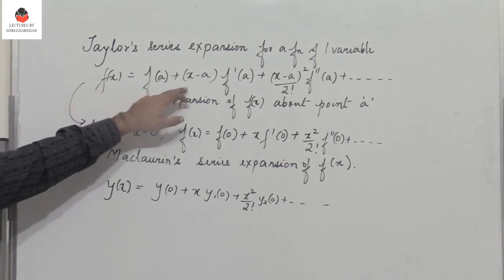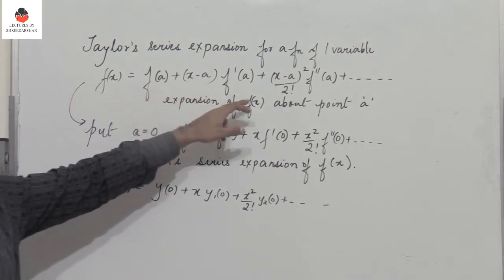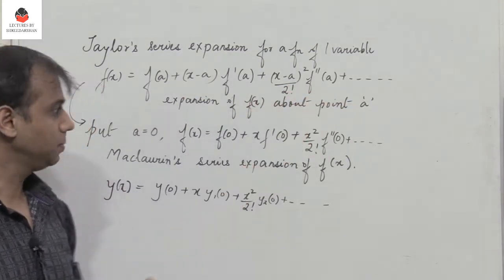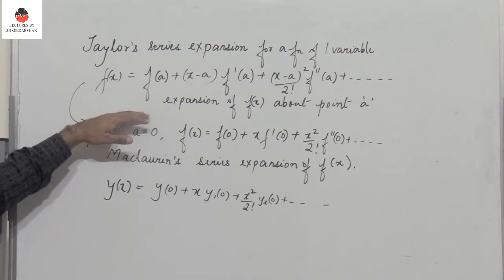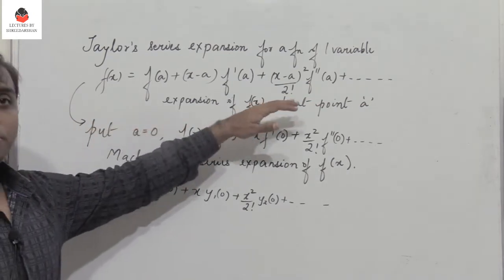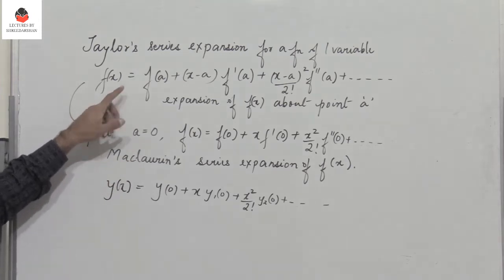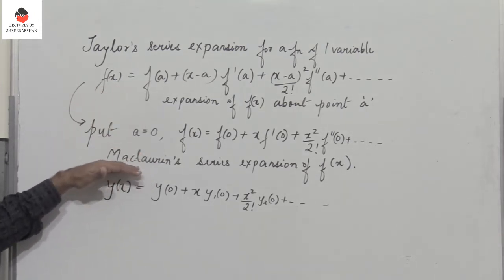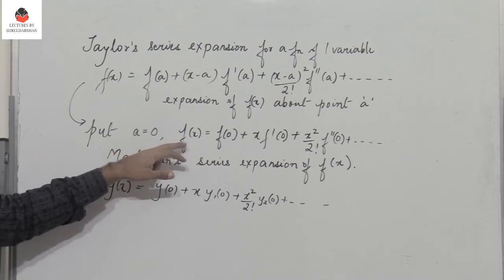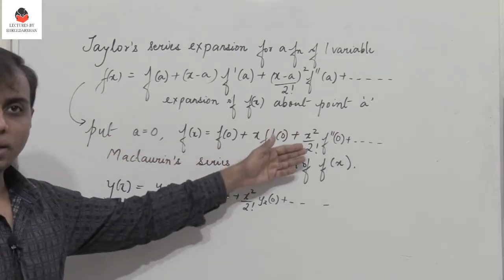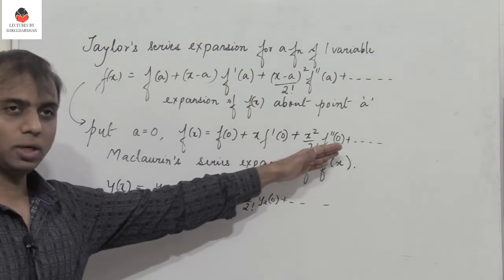a plus (x minus a) f dash of a plus (x minus a) the whole square by 2 factorial f double dash of a and so on, where the expansion of the function f of x is about the point a. Now if we put a equal to 0 in the previous expression, we get the Maclaurin series, which is f of x equals f of 0 plus x f dash of 0 plus x square by 2 factorial f double dash of 0 and so on.